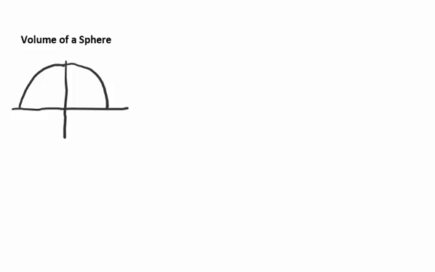We're going to see if we can derive the volume of a sphere formula using the technique that we use today, the disk method, for finding the volume of a solid of revolution. So if we take a semicircle and revolve it about the x-axis, we end up with a sphere. Let's start with writing the volume formula.